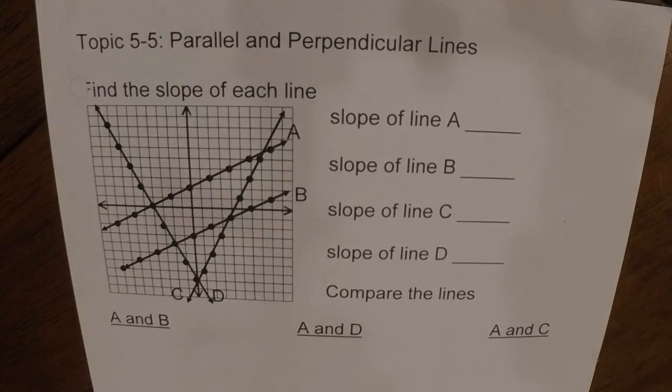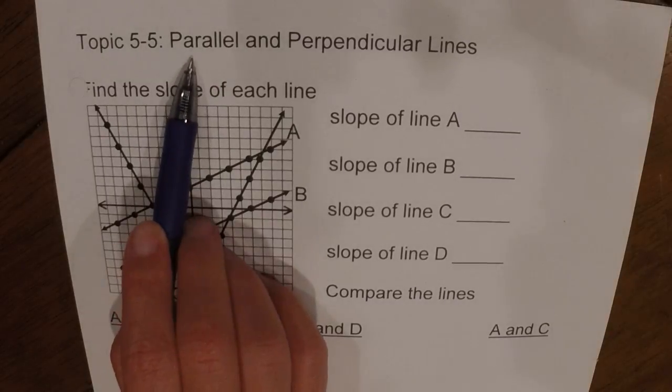Now that we know how to find the equation of the line given several different situations, now we want to look at what to do if they tell us to find a line that is parallel or if they tell us to find a line that is perpendicular. The first thing we need to do is clarify definitions.